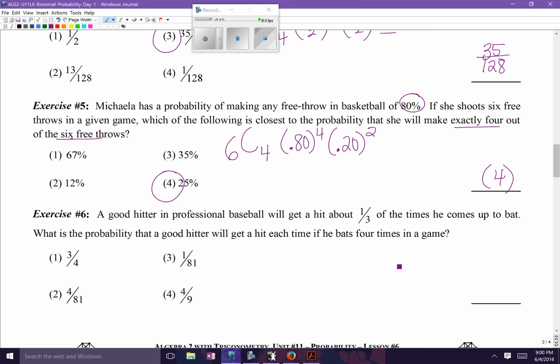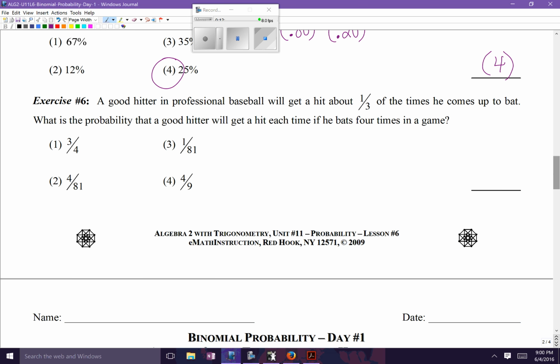A good hitter in professional baseball will get a hit about 1/3 of the times he comes up to bat. What is the probability that a good hitter will get a hit each time if he bats 4 times in a game? Okay, so this is about figuring out what's going on. So, how many trials do I have? Well, they're saying he's going up to bat 4 times. Then they want to know that he will get a hit each time. So how many times is he going to be successful? Well, if he's successful every time, he's going to be successful 4 out of 4 times.